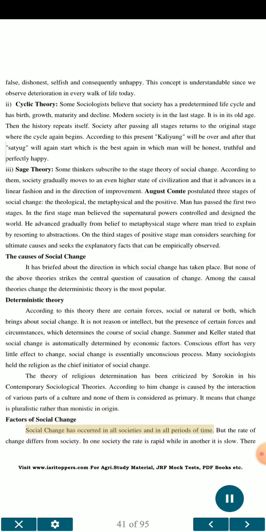Factors of social change. Social change has occurred in all societies and in all periods of time. But the rate of change differs from society to society. In one society the rate is rapid while in another it is slow.